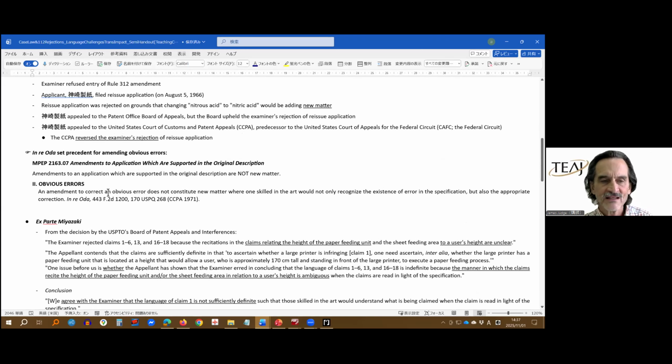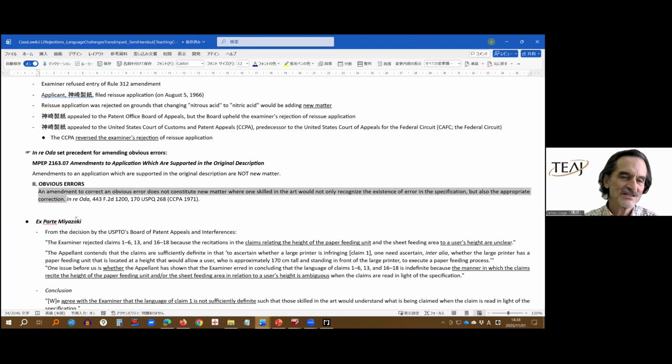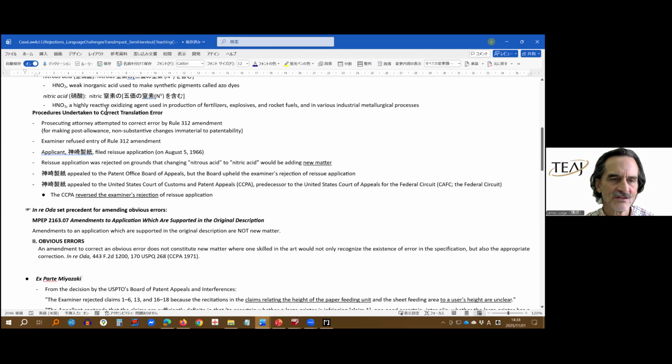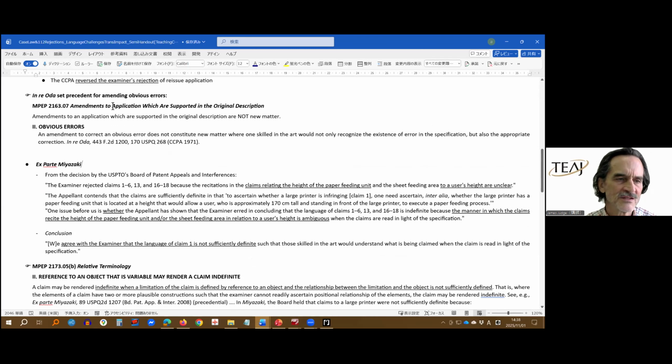And then lastly, to know that in extreme cases, it might be possible to fix the error, if the way of fixing the error would be clear, obvious to a person skilled in the art. But that doesn't mean we shouldn't be careful just because obvious errors can be corrected. But again, I think it's important to bear in mind just what kind of impact this translation had on this particular case.